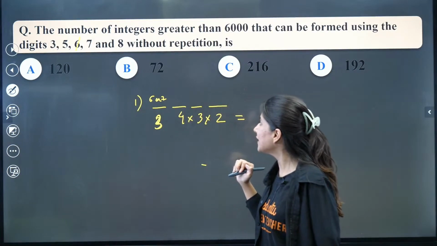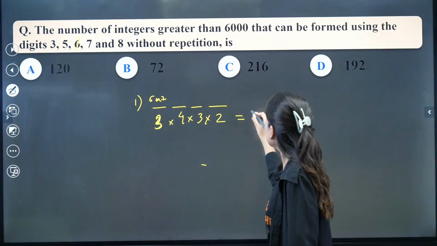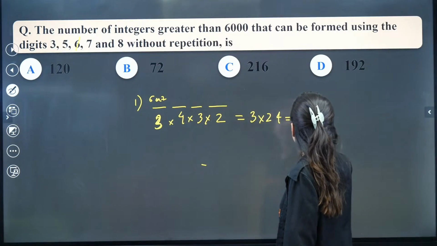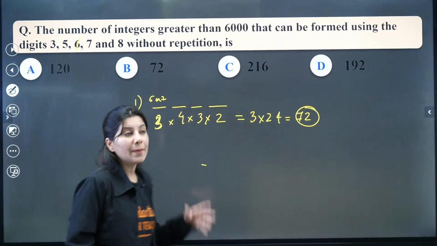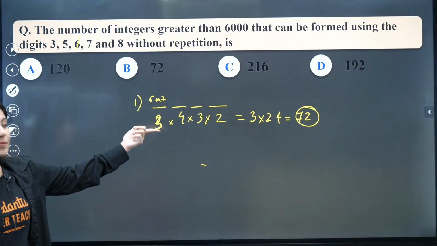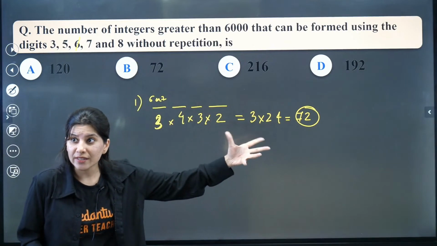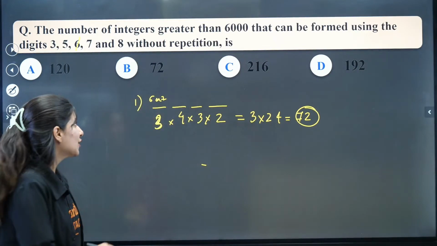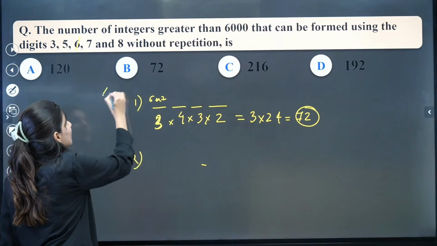Three options definitely are here. So clearly 3 into 24 is going to be 72. So 72 numbers are possible which are greater than 6,000, right? But here is the catch. These are the 4-digit numbers.